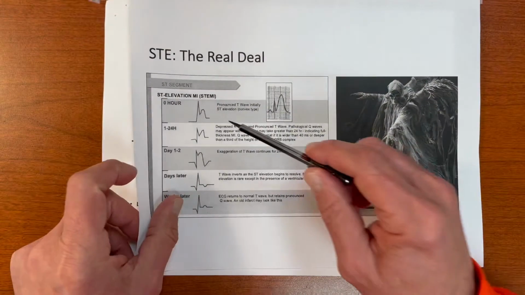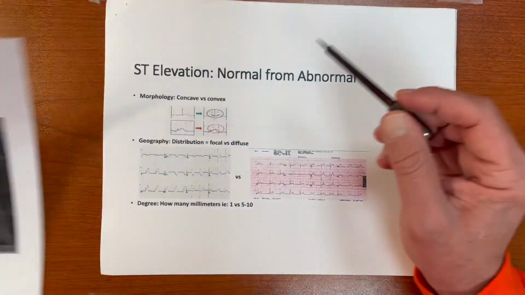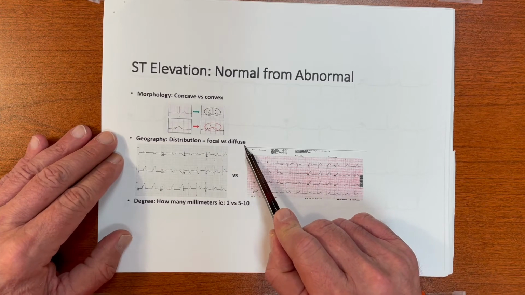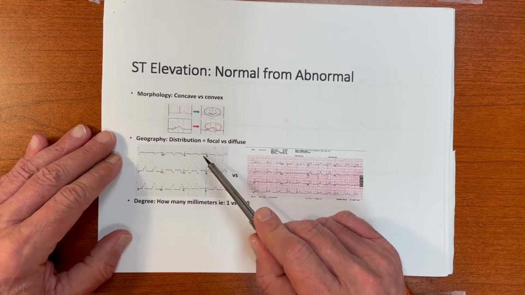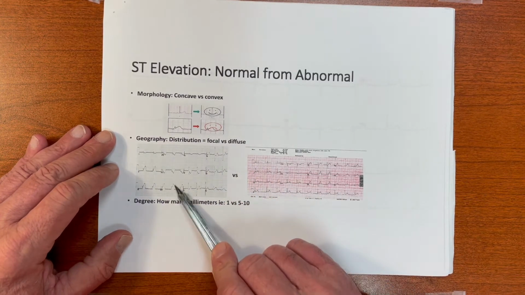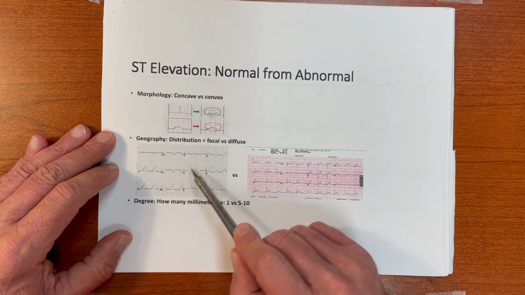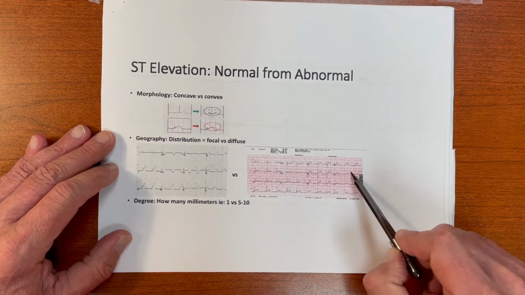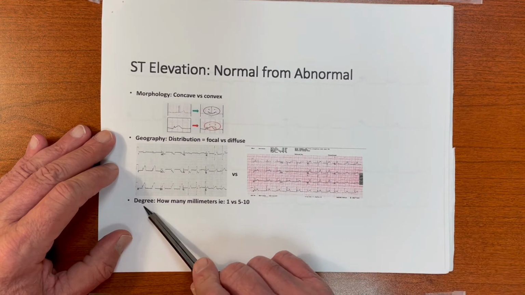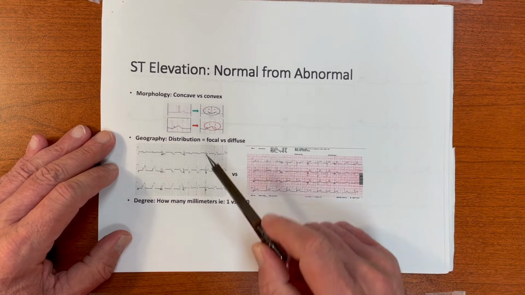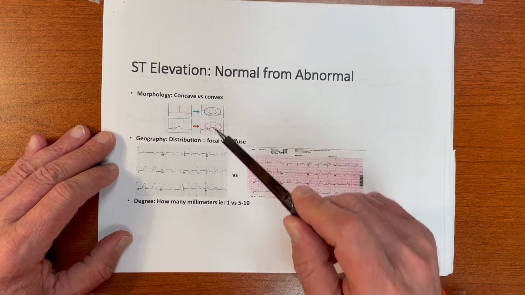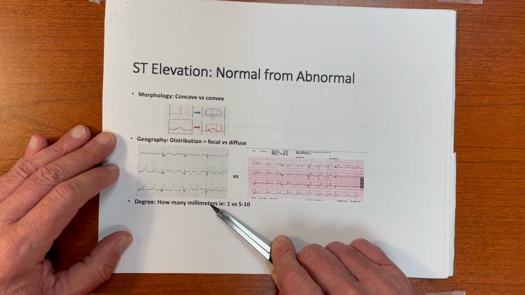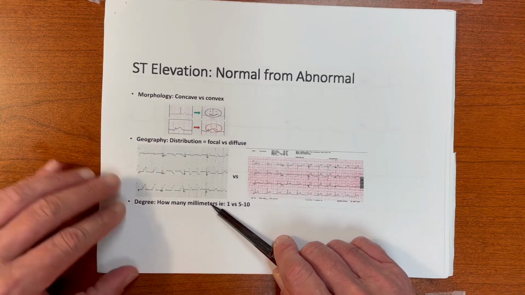Here we can clearly see that it's profound and up. We talk about geography, distribution, that is what leads are involved. We want to know, is it focal, just to a few leads like 2, 3, F, or just the anterior leads, or is it everywhere and diffuse, like we see here? And then degree, how many millimeters? So we want to know what it looks like, what leads are involved, focal or diffuse, and degree. Is it mild or is it profound? That's it, okay?